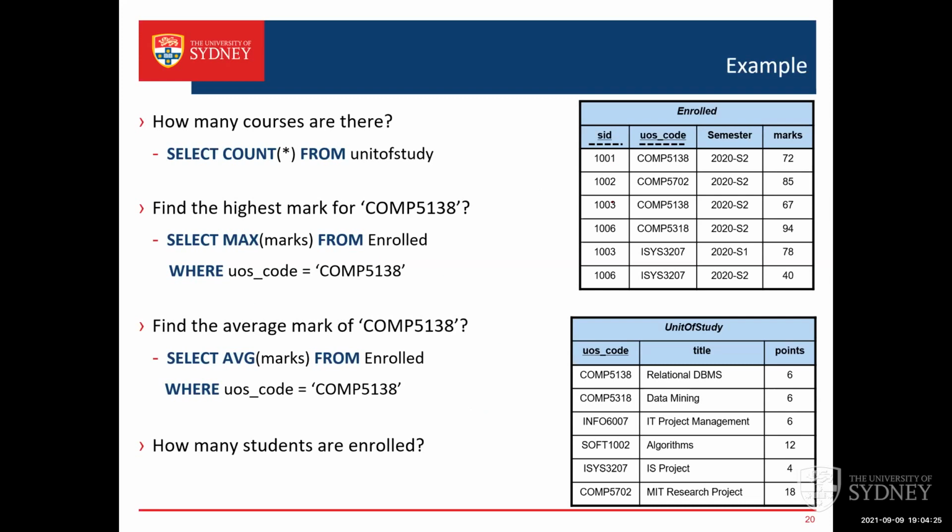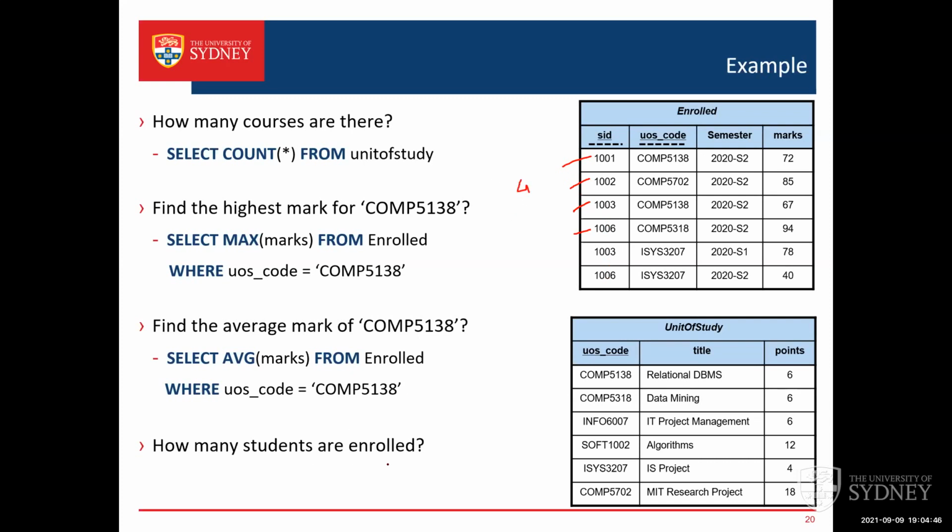Does this table say that 6 students are enrolled? No. 1001, 1002, 1003, 1006. These 4 students are enrolled. 1003 again. I only need to know once. 1006 again. So 4 students are enrolled. That should be the result.